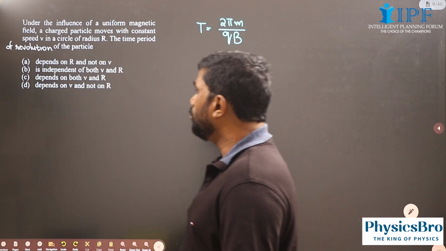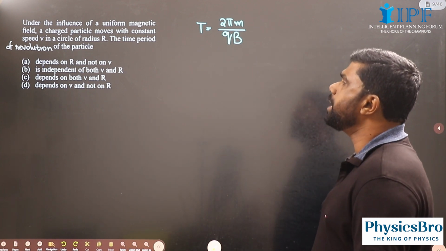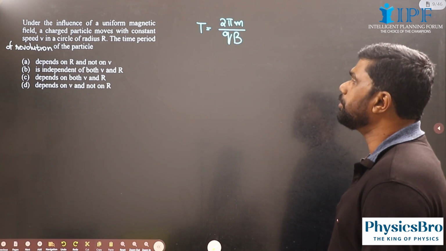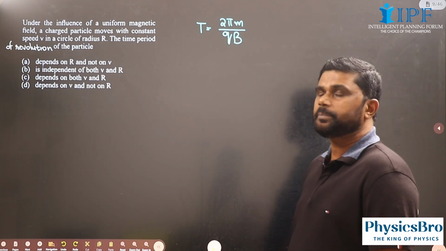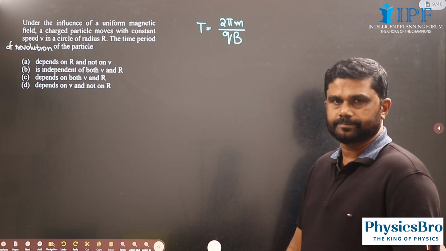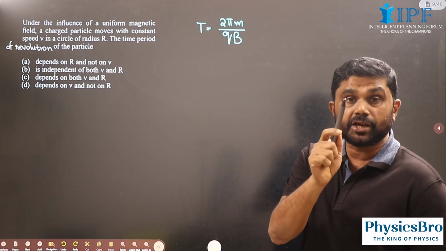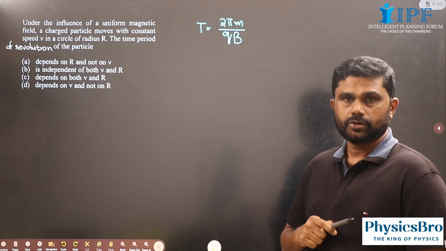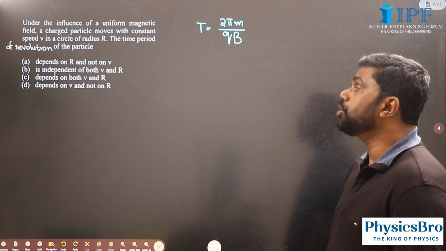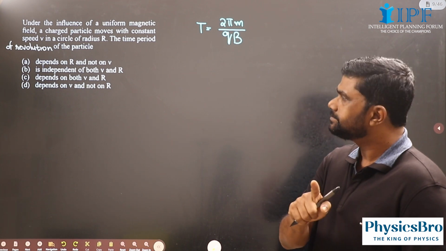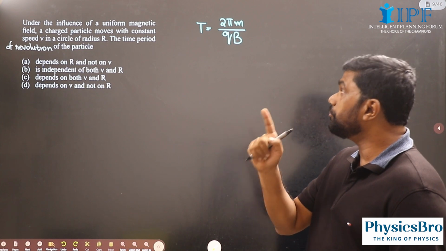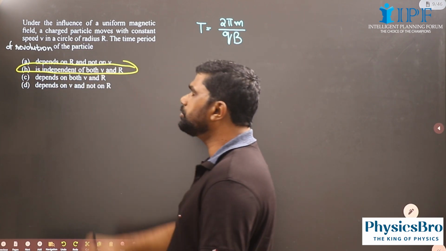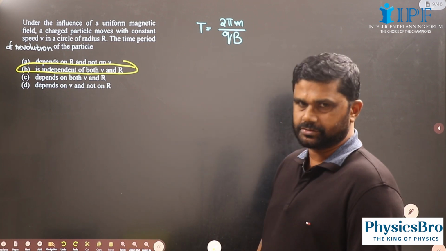Now let's see. Under the influence of a uniform magnetic field, a charged particle moves with a constant speed v in a circle of radius r. The time period of revolution of the particle will be. See, time period T equals 2 pi m by qB. So the time period is independent of the radius. It is independent of the speed with which the particle is revolving. Depends on r and not on v? It is independent of r. It is independent of both v and r. So this must be true. Depends on both v and r, false. Depends on v, false.